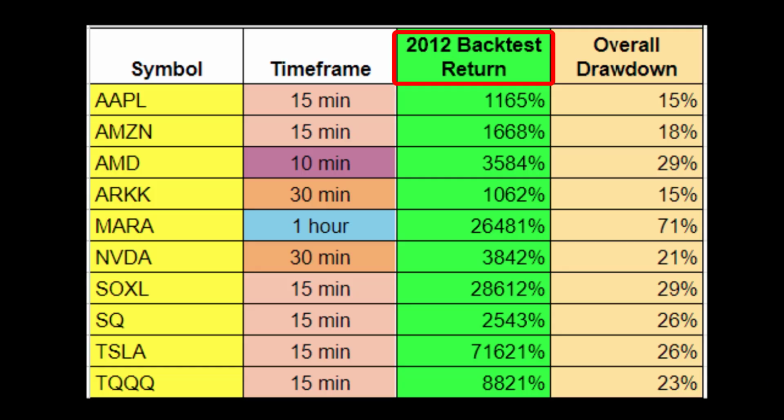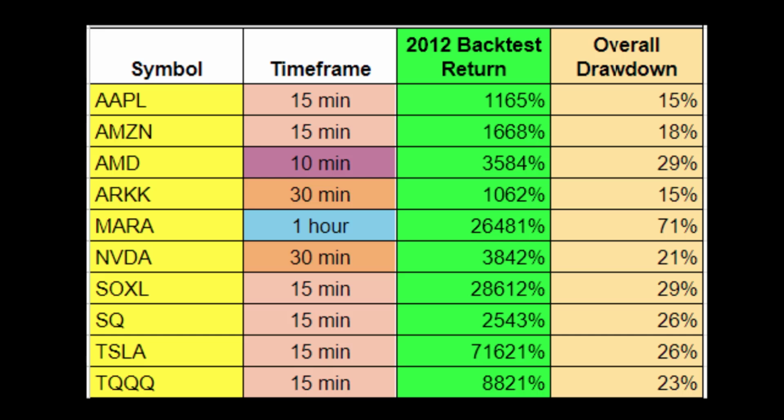Now here in the green column, 2012, this is the backtest from TradingView. The 2012 backtest return, you can see from 1,100%, 1,600%, 3,500%. Now Mara, a Bitcoin mining company, is at 26,000%. We have it in there because we are bullish on Bitcoin, at least for the next year and a half. But again, we can move this in or out. It could be explosive, and if it is, we'll take advantage of it.